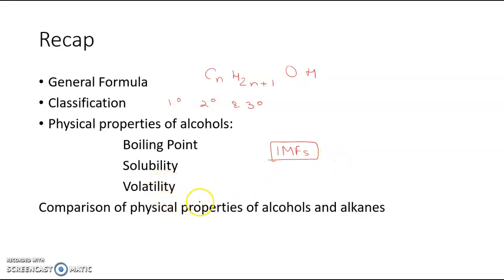We'd also compared the physical properties of alcohol and alkanes, and we had found that alcohols have hydrogen bonding within them because of the presence of oxygen within an alcohol molecule, whereas alkanes are non-polar compounds, therefore they would just have London forces or van der Waals forces within them. So please refer to the previous video if you want more information about the physical properties. Within this video, we are going to look into a few of the chemical properties.